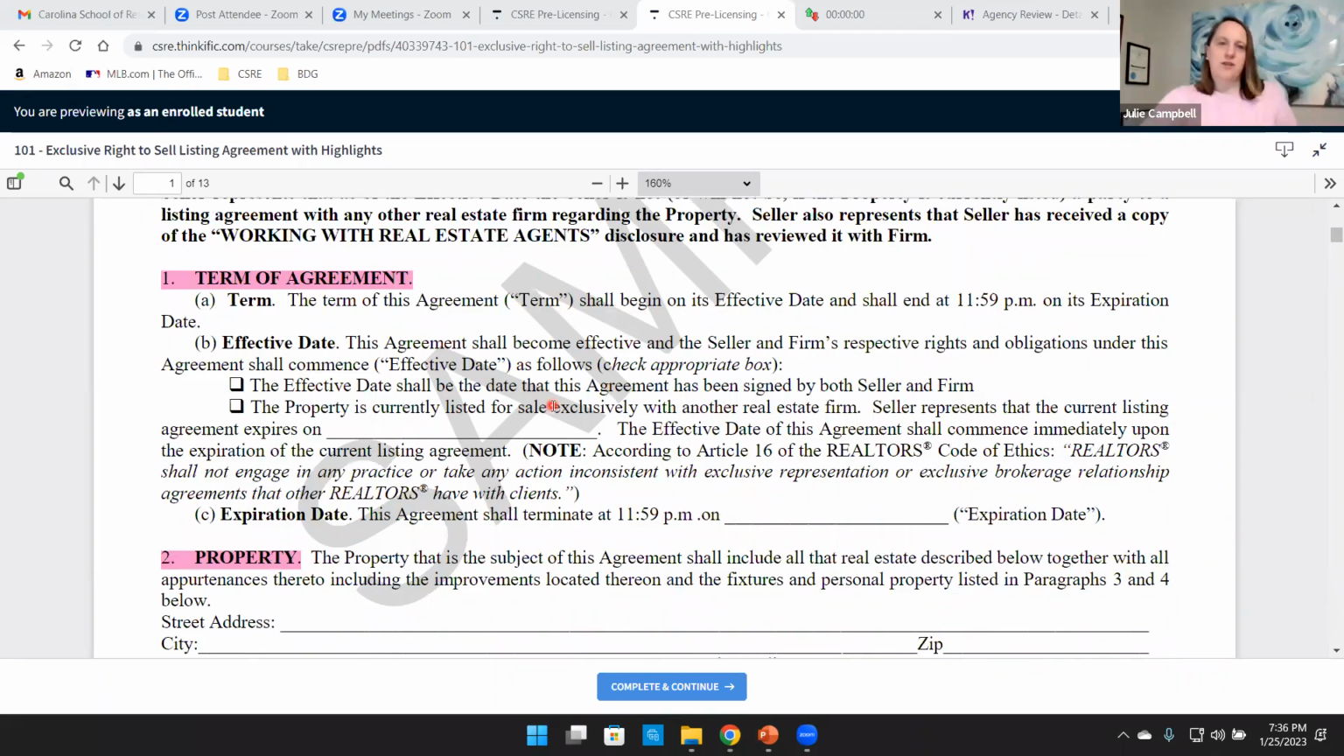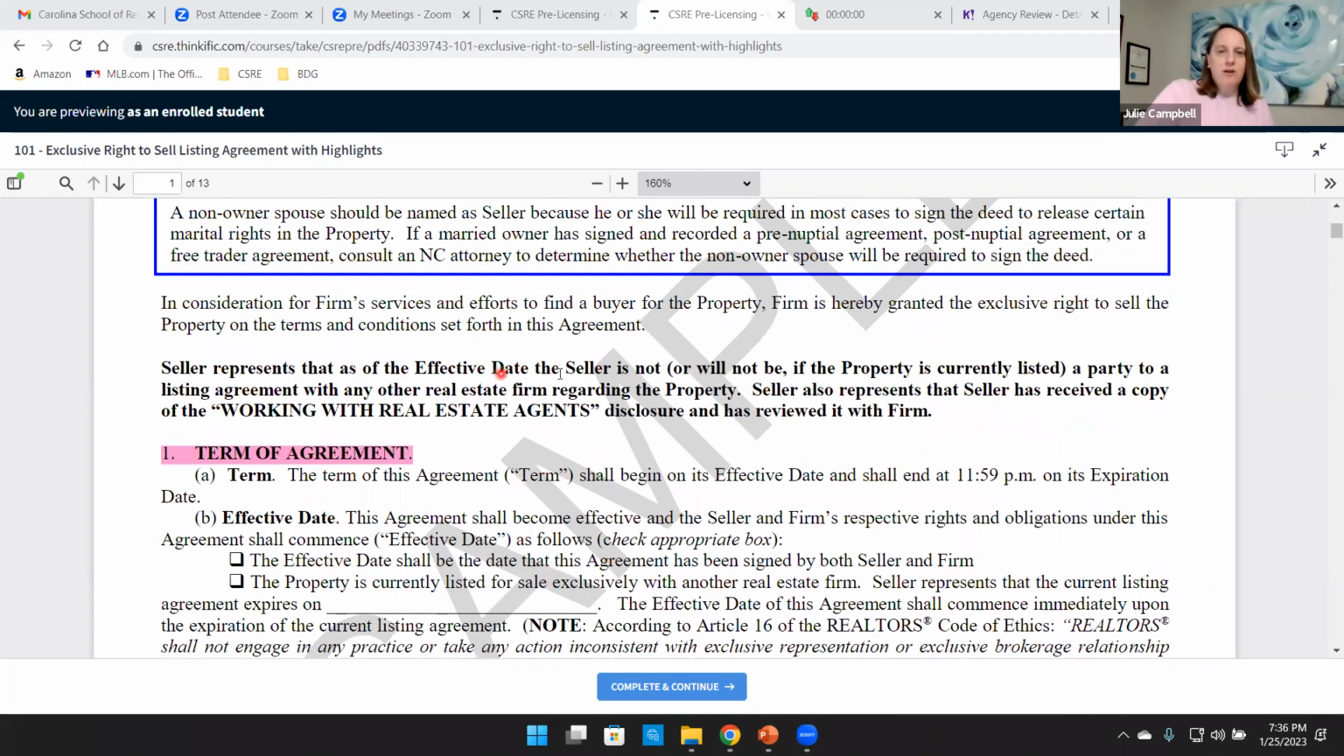We have, let me not skip that. Seller represents at the effective date that they are not or will not be a party to a listing agreement with another firm regarding this property. Seller also represents that they received a copy of what? The working with real estate agent disclosure. Not that you are giving it to them now, but they've already received it.